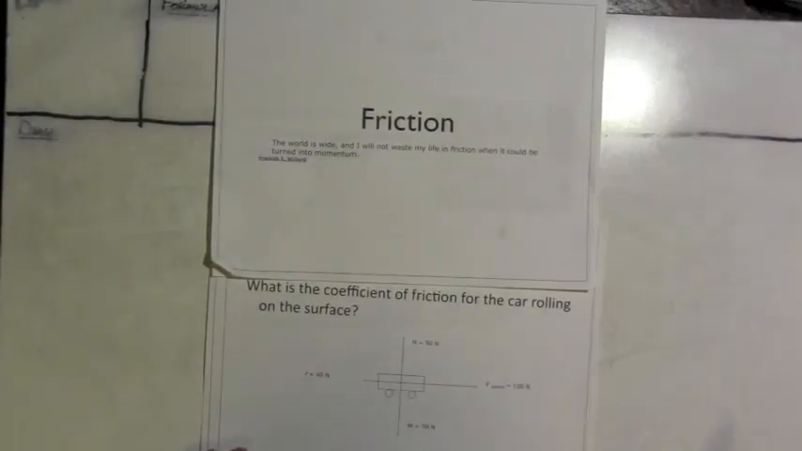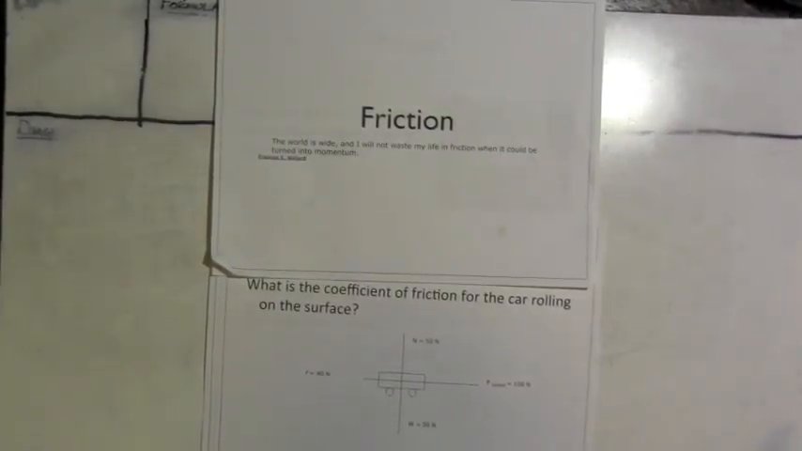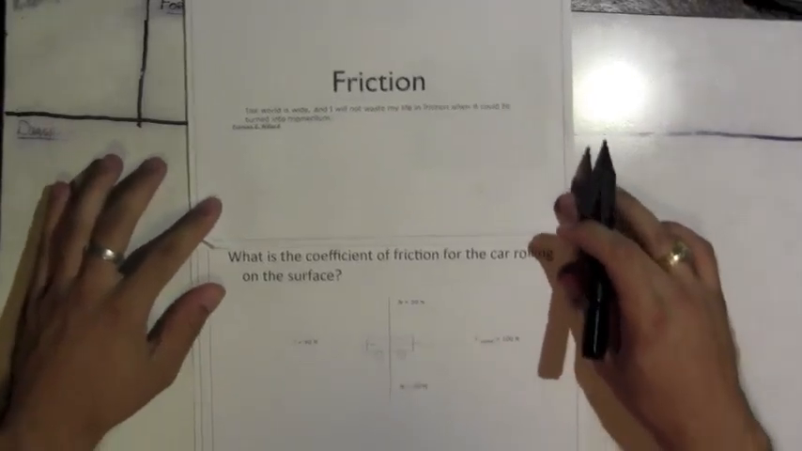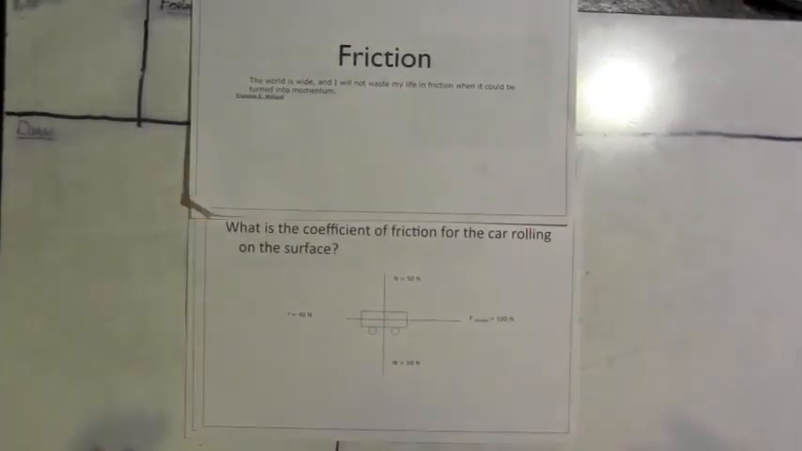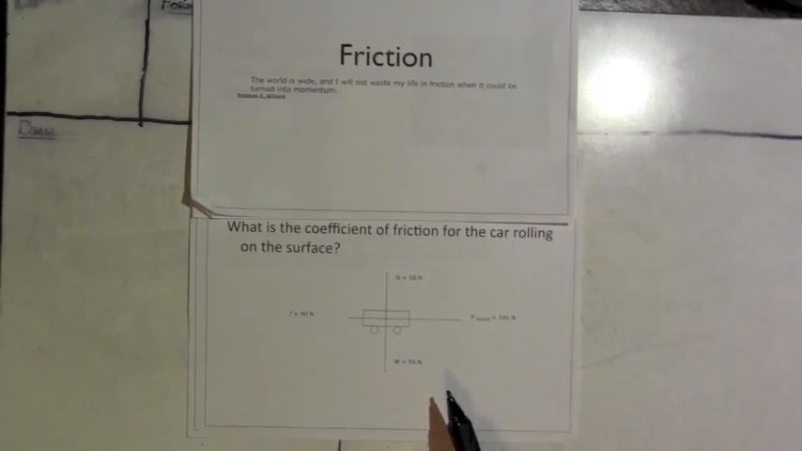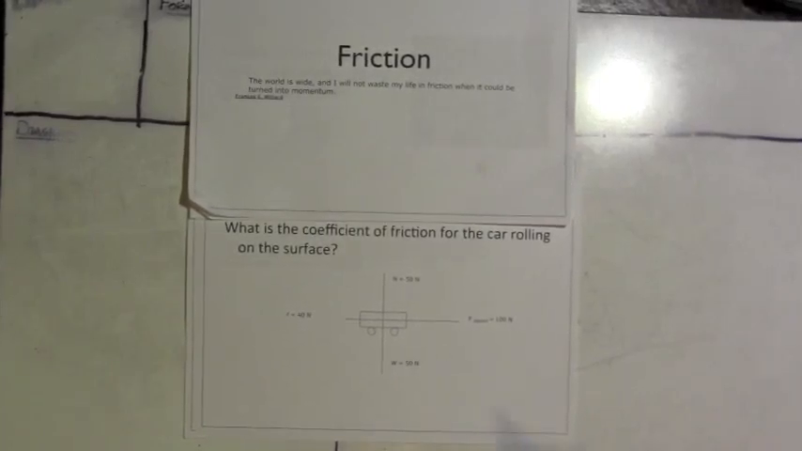Alright, this says what is the coefficient of friction for the car rolling on the surface, and you're actually given a free body diagram that has a lot of information in it. So I'm going to go ahead and skip the drawing on this step, and I'm just going to identify the various things that we know as a result of this that are going to be useful in solving this question.